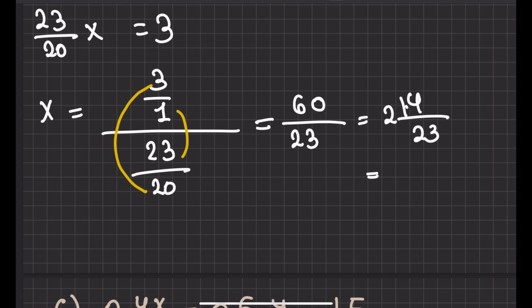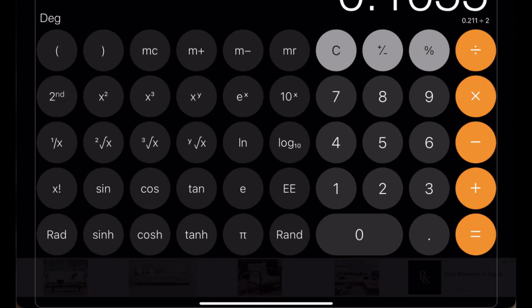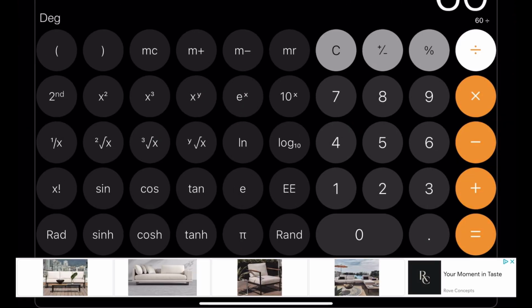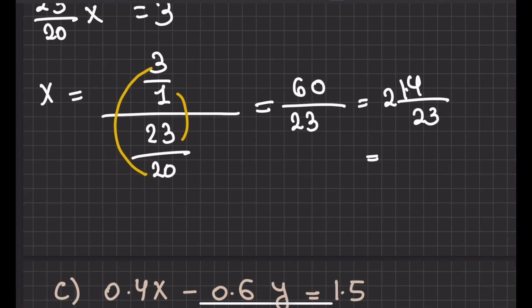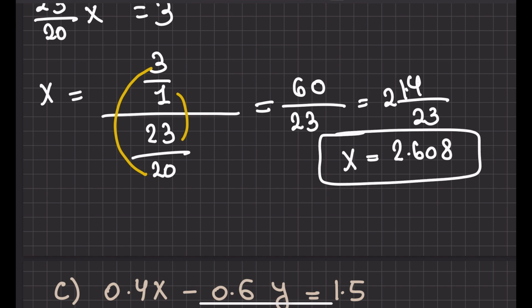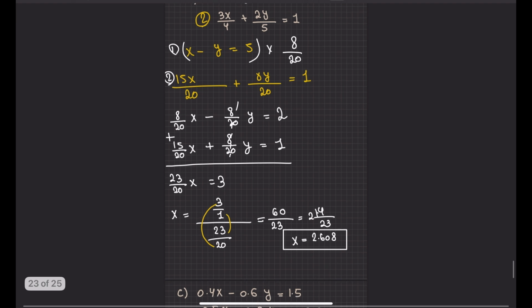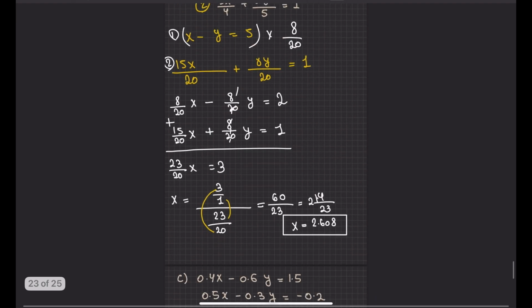And if you want to use a calculator, 60 divided by 23 is 2.608. So 2.608 equals our x, and we got our x. So right now we have to find y.